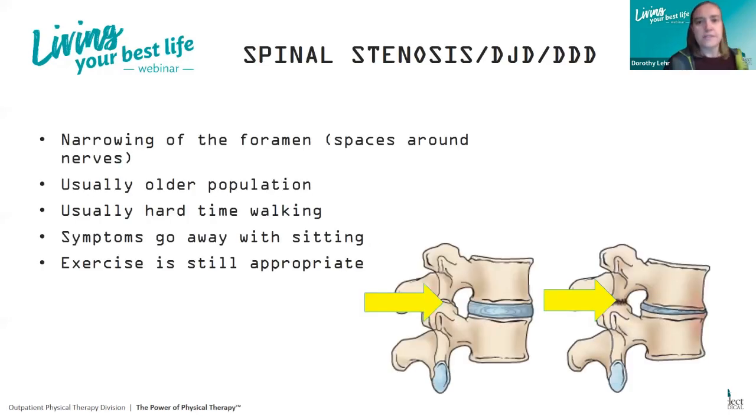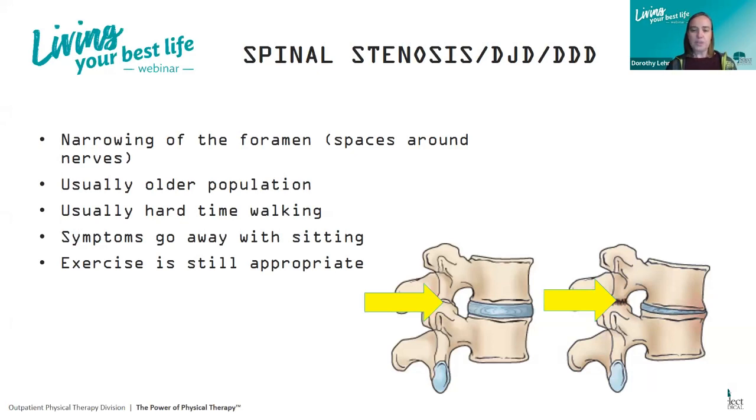All right, so now that we've cleared up some myths, and hopefully cleared up some myths on herniated discs, we'll talk a little bit about spinal stenosis, degenerative joint disease, degenerative disc disease. A lot of times these get used interchangeably. This is a general term for narrowing of the foramen, which is the spaces around the nerve. So if you can see in the first picture with the yellow arrow, it's pointing at the intervertebral foramen. That's the hole where that spinal nerve comes out that we showed you in the early anatomy slides.